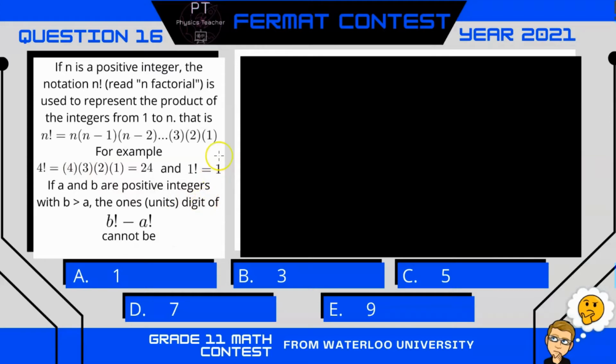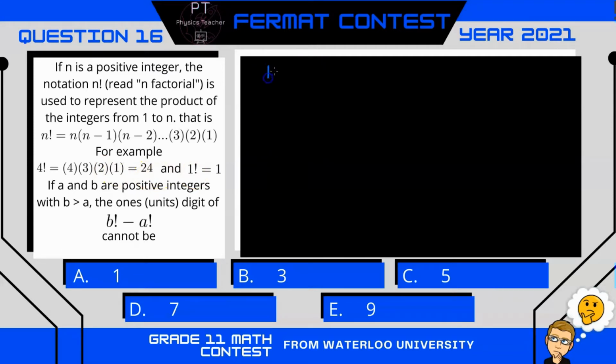Alright, so factorials are new for grade 11s. You don't learn about it until grade 12 data management. However, the operation of a factorial isn't very complicated, and it explains it right here in the question. If you have some n factorial, all you do is take n, multiply it by 1 less than n, multiply it by 1 less than that, and so on. So it's the product of all these integers. For example, 4 factorial is 4 times 3 times 2 times 1.